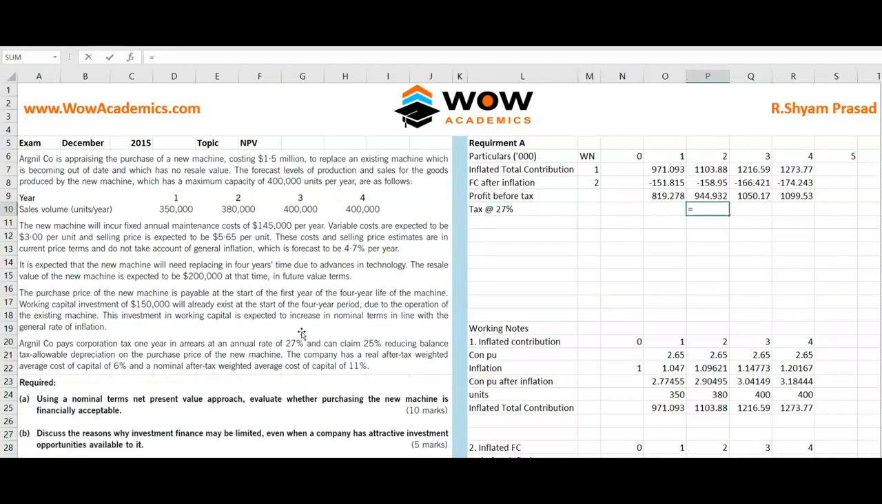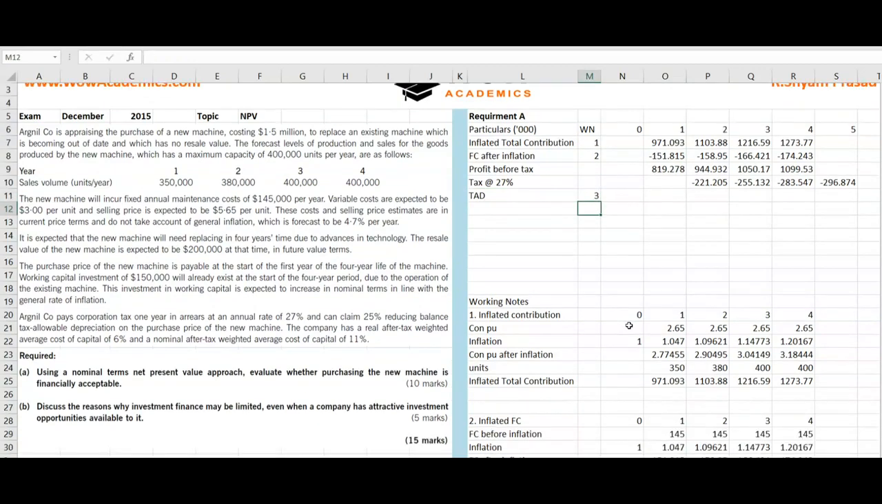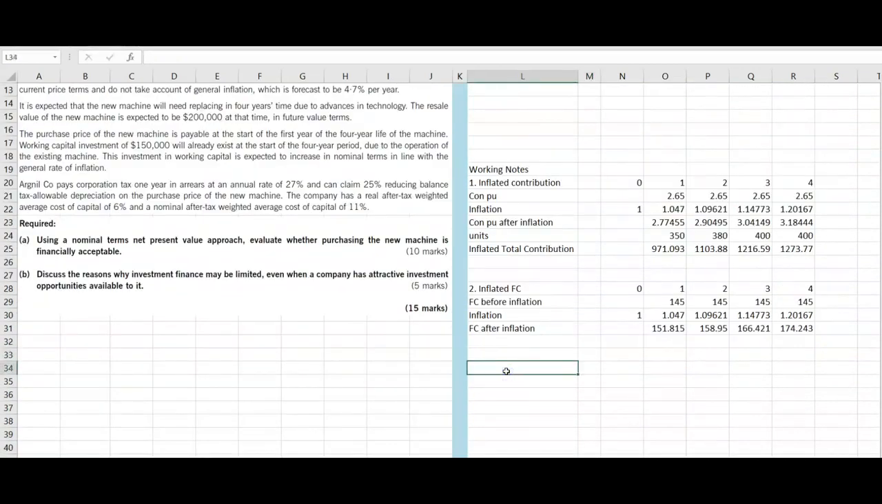As tax is in 1 year arrear, you can take this number into negative 27%. So you get the number and you copy it for 2nd to the 5th year. So you got these numbers, but we have tax allowable depreciation, so that we have to work it out, and we'll work it out as working note number 3. So 3 is tax allowable depreciation.